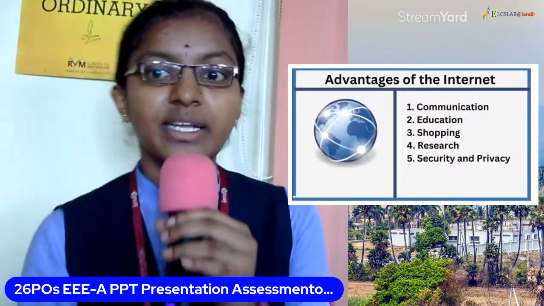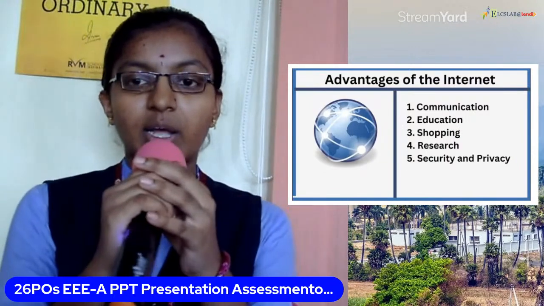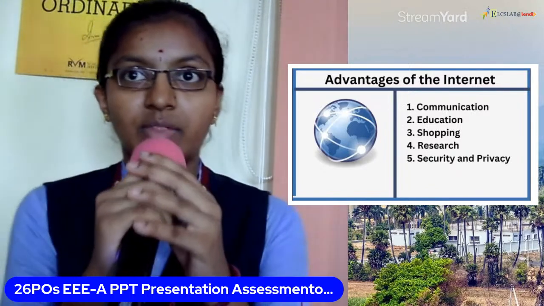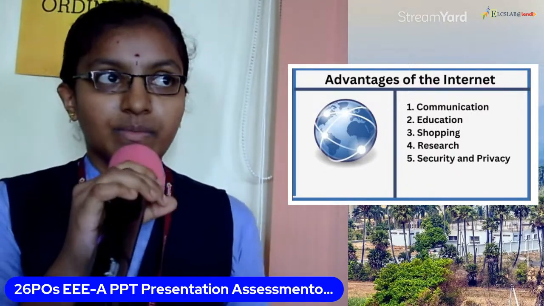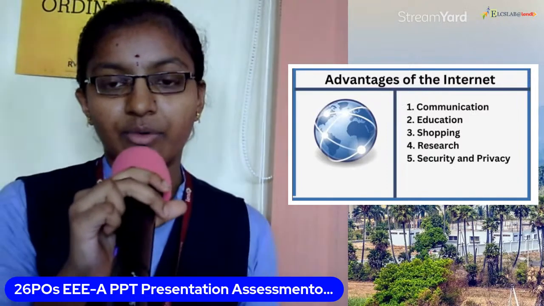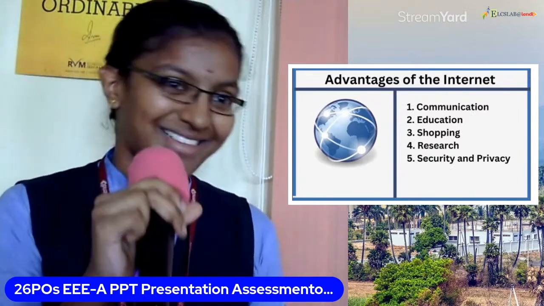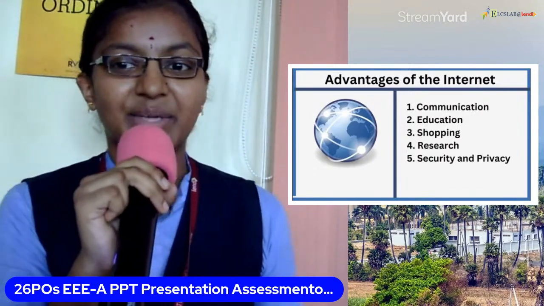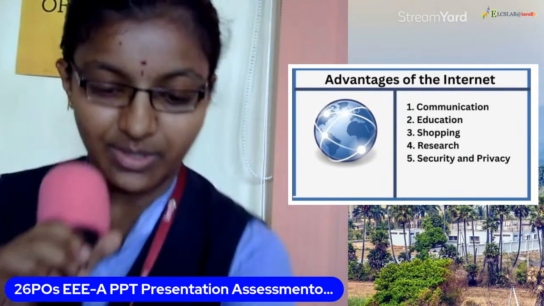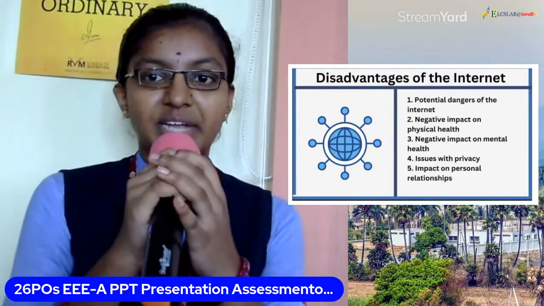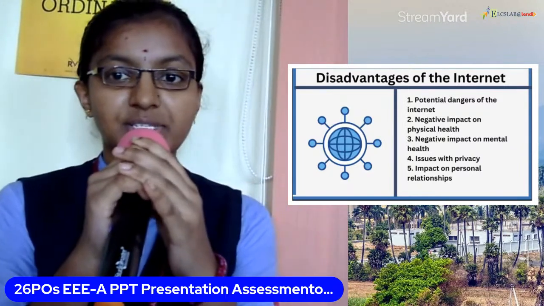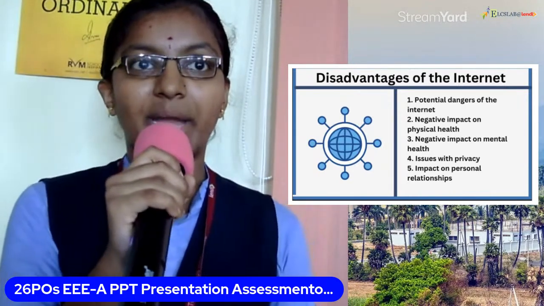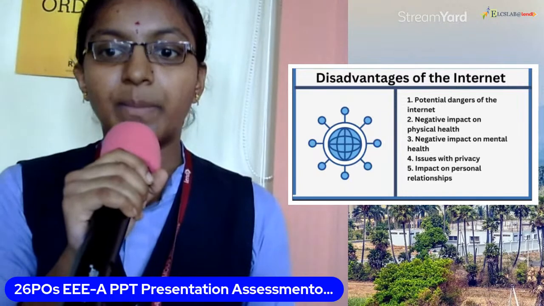The advantages of the internet: communication, education. In communication, people are able to contact with the phone. Also education, research, and security and privacy. The disadvantages of the internet: potential dangers of the internet, negative impact on our physical health, negative impact on mental health, and issues with privacy.